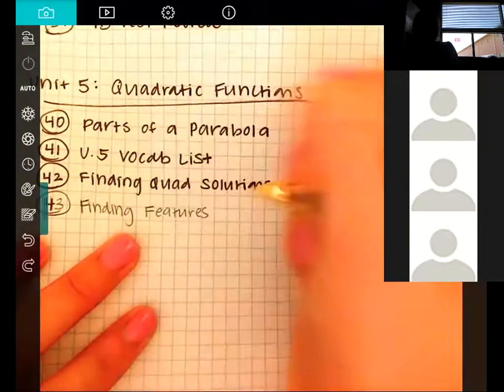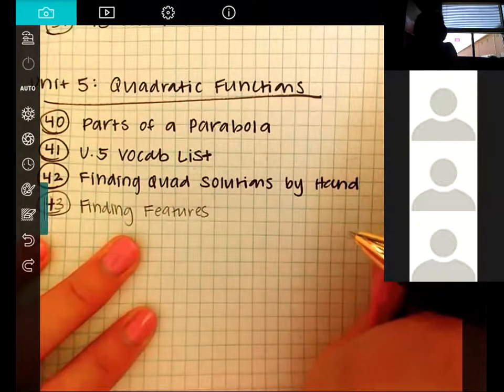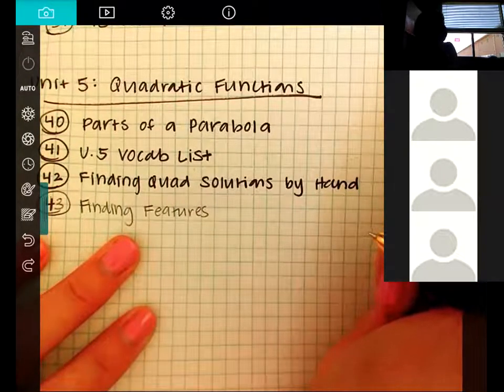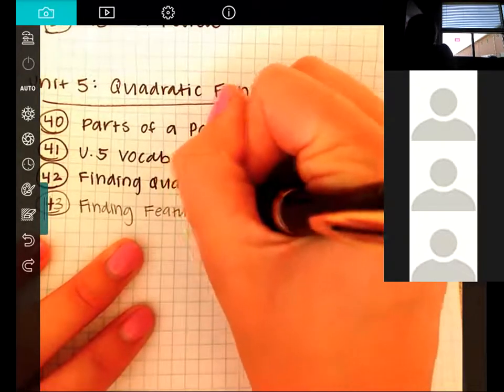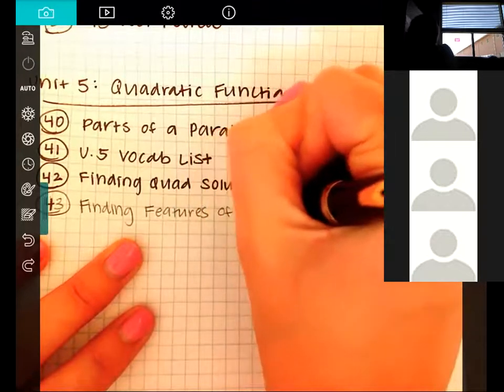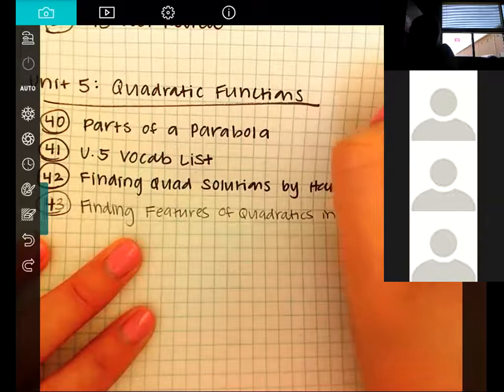So features just mean parts. Y'all know that, right? Like if I'm talking about a person's facial features, I'm talking about their eyes, nose, ear, parts of the face, right? So features of quadratics is just parts of quadratics. So we're finding features of quadratics in Desmos.